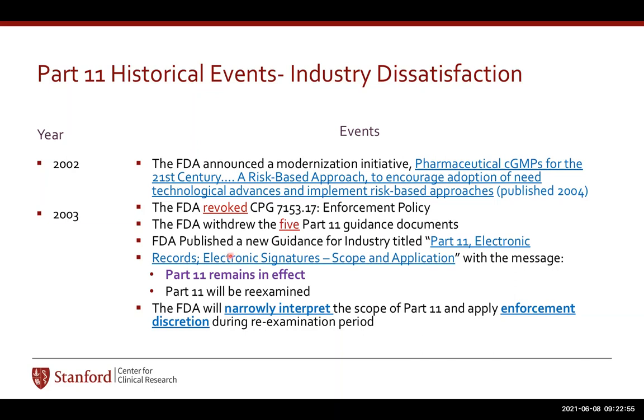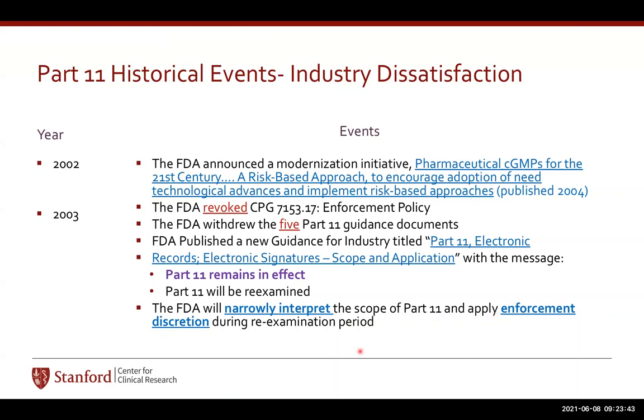But then here is a big thing. They also said that we are going to come up with another guidance document with a bold message that Part 11 remains in effect. So that's the message over there. And then they said that they will also re-examine Part 11, narrowly interpret it and provide enforcement discretion. What does all this mean? Enforcement discretion and narrowly interpret. I will come back to that later on because that's the key to this presentation.